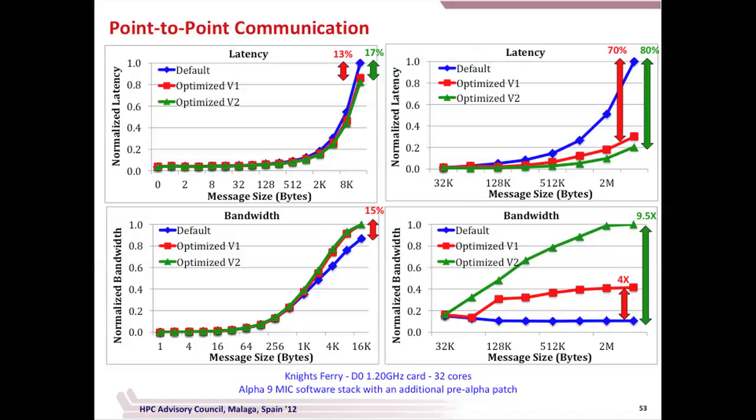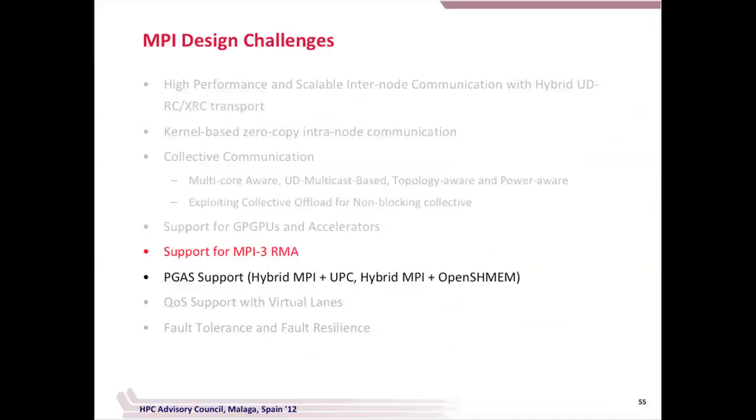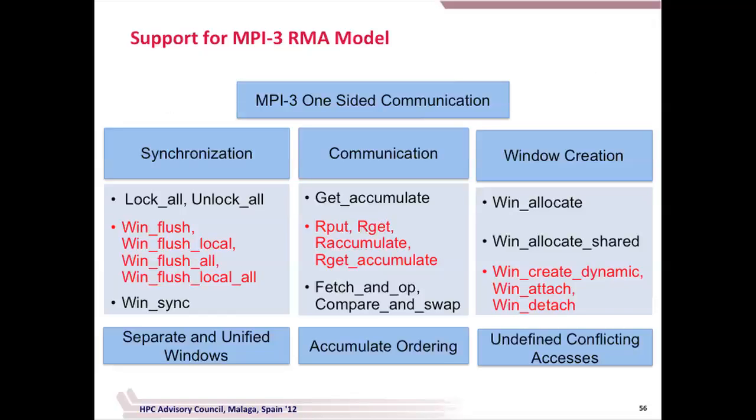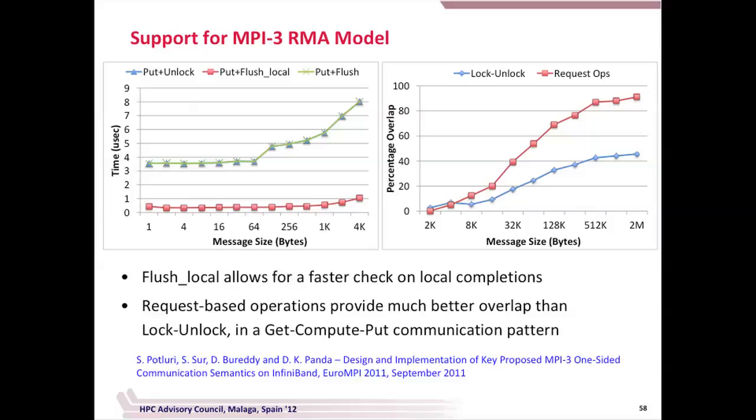So we have done optimized versions, version 1 and version 2, and you will see that we are able to give very good performance benefit with the new version, both for point-to-point and collectives. And let me skip this MPI-3 RMA support because Brian has already indicated the time. Here we are supporting exactly the MPI-3 RMA model, whatever is available. We have done the design, so that will be pushed out into a future release.